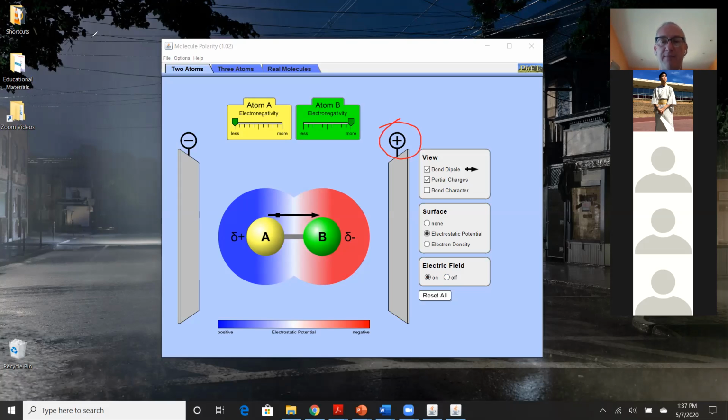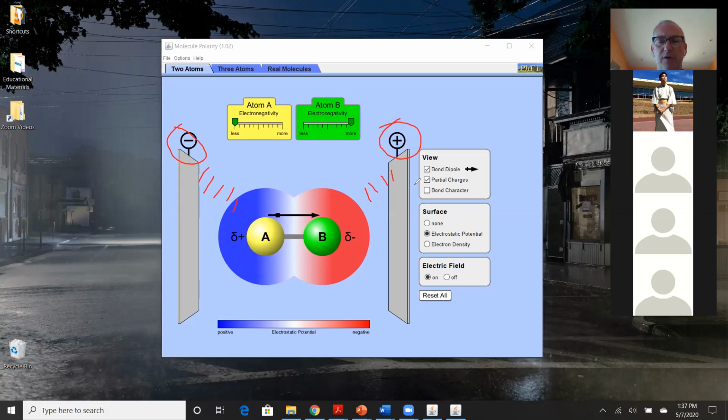So here I've got my cathode. Here I've got my anode. These two are going to interact, and these two are going to interact. How much they interact depends on what the difference is here.